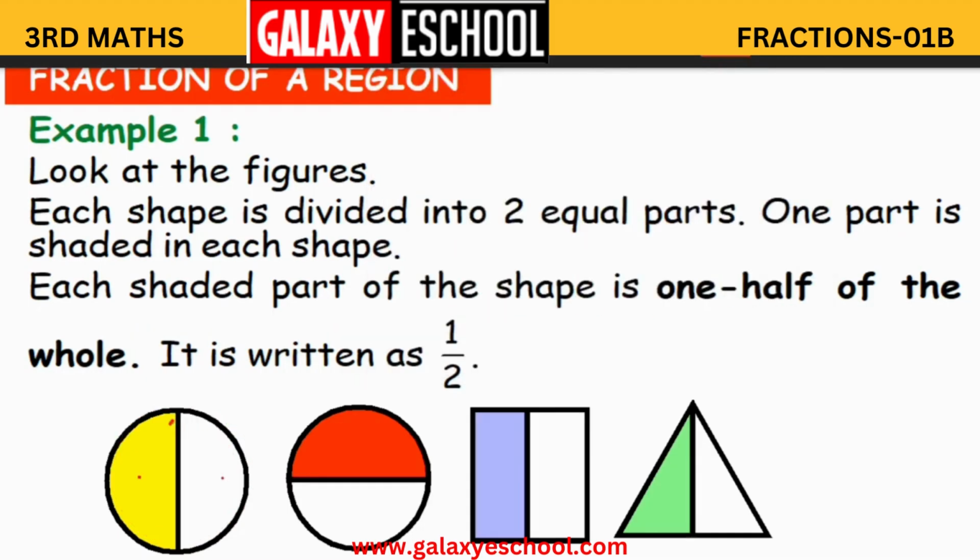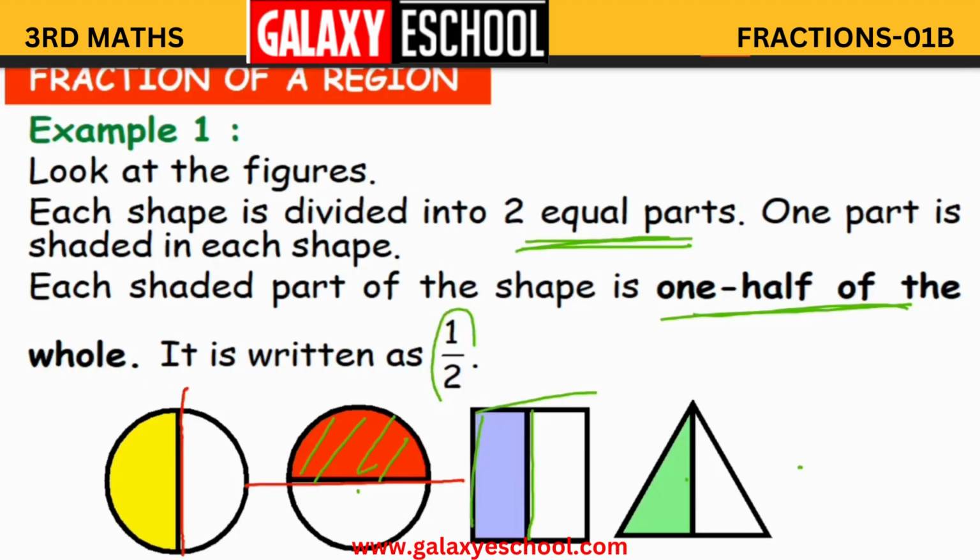See, in the two parts, this part is shaded. So what will this be called? It will be called one half of the whole circle. Again here, see the same circle, even though we are dividing it vertically or horizontally, the shaded part is called our one half. Why are we calling it one half? Because it is divided into two equal parts. If it was not divided into equal parts, we cannot call it one half.